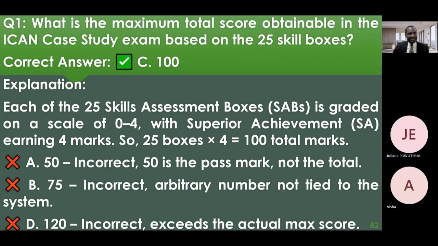Okay, number 1, C. What is the maximum total score obtainable in the ICAN case study exams based on the 25 skill boxes? So this confidence today, yesterday it was not like this. They were quiet yesterday during AAA, but now everybody is answering with confidence.